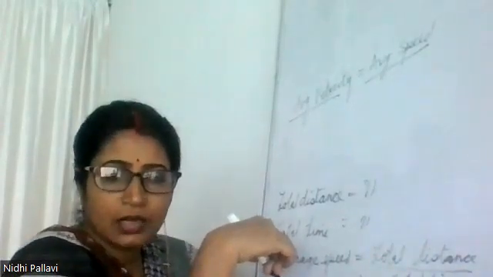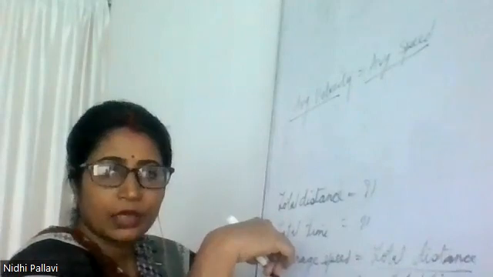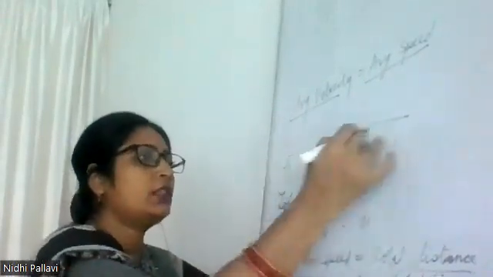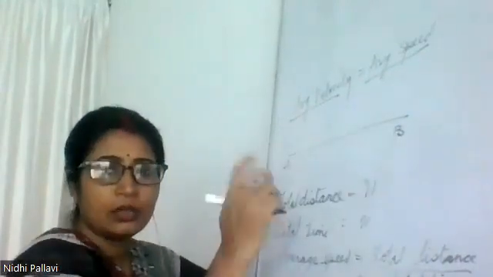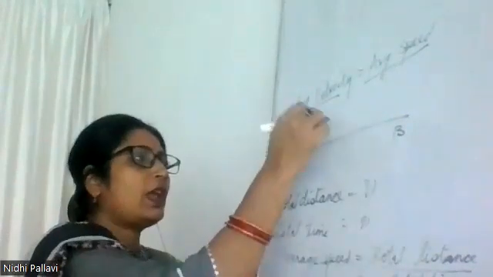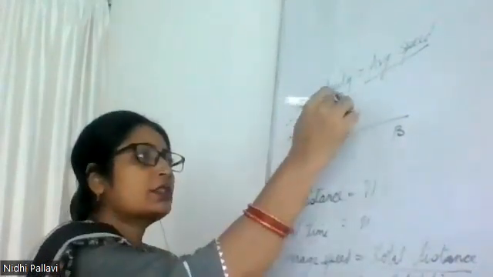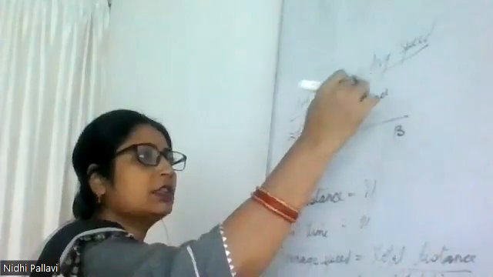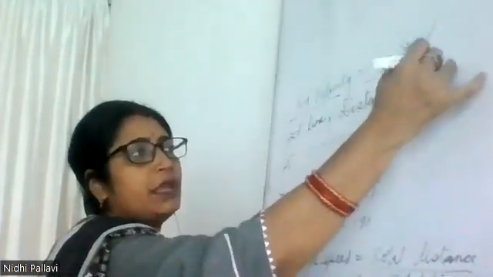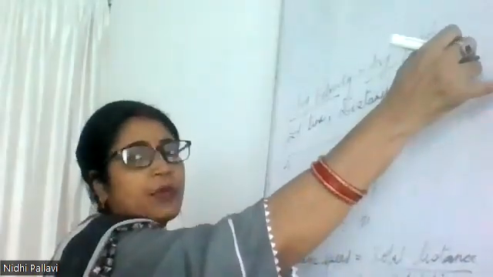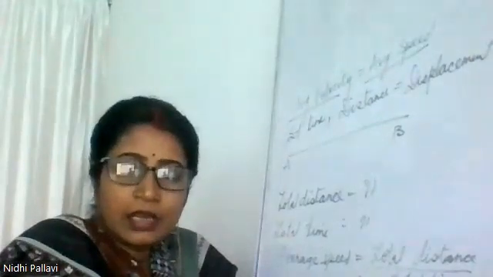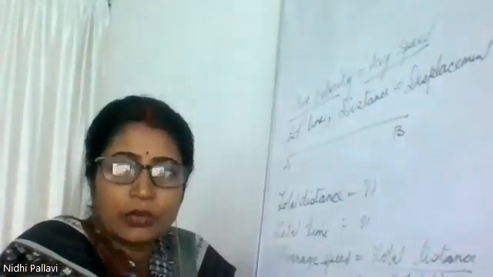Correct, Anshika, correct. It will be equal only when the object moves in a straight line. There are two conditions: a straight line is needed, and distance is equal to displacement. Only then it is possible. When distance and displacement are the same, then average velocity will be equal to average speed.